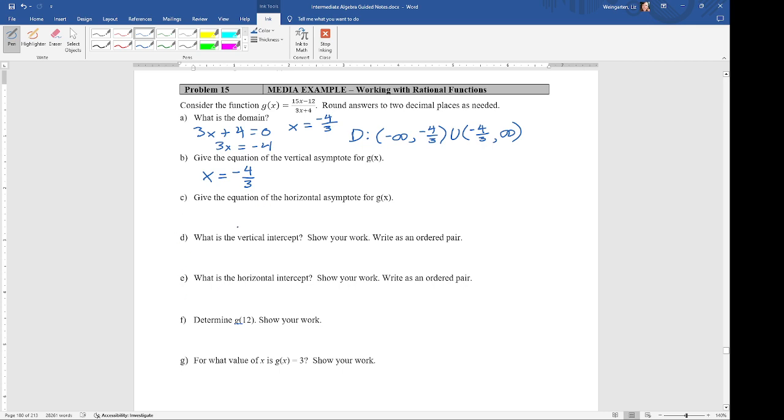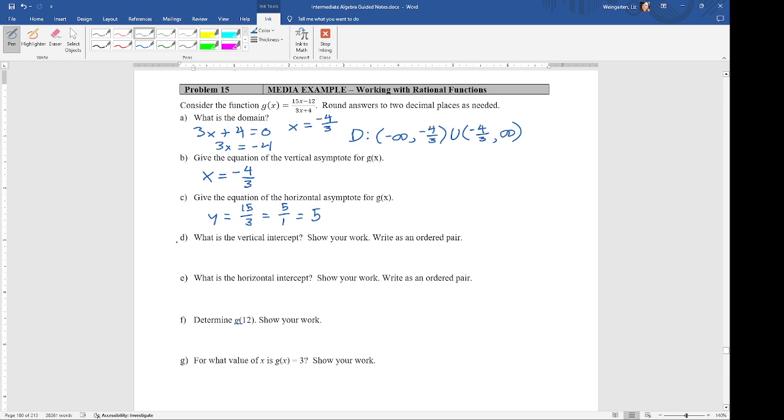How about the horizontal asymptote? For the horizontal asymptote, we have to look at the degree on top and the degree on the bottom. The two degrees are the same, so we're looking at the ratio of the coefficients attached to the x's. Horizontal asymptotes go left and right, so it has to be y equals 15/3 or 5/1, which is simply 5. So y equals 5 is our horizontal asymptote.